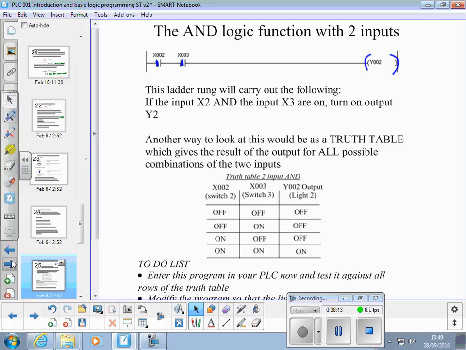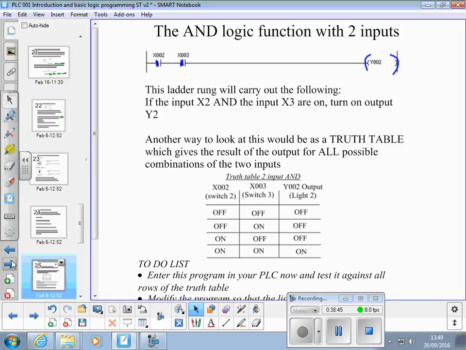Ladder rung will, if the input X2 and the input X3 are on, turn on the output Y2. And this is a truth table for all the different possible combinations of those two switches. So 2 off and 3 off, 2 off and 3 on, 2 on and 3 off, 2 on and 3 on. And what should the output state be for each of those possible combinations of those two switches?